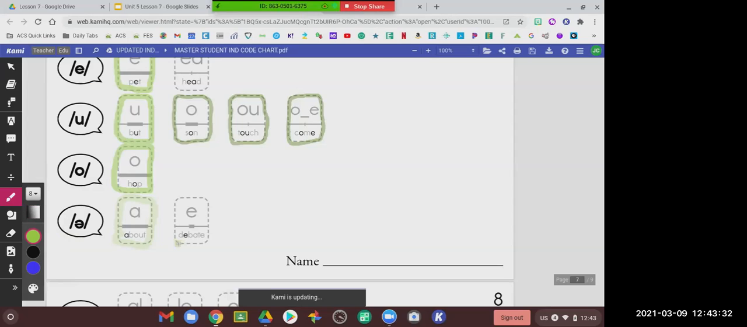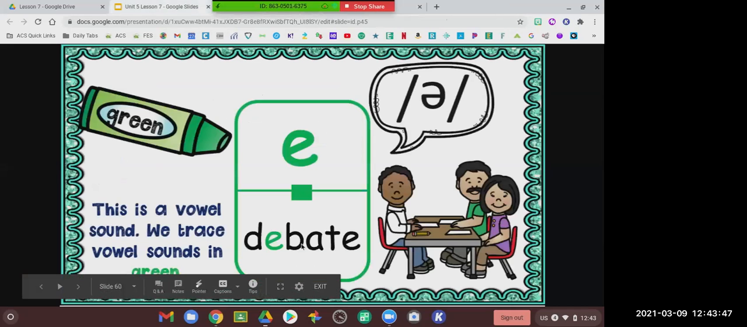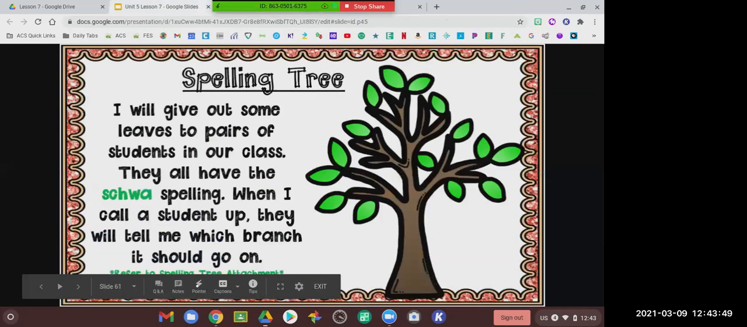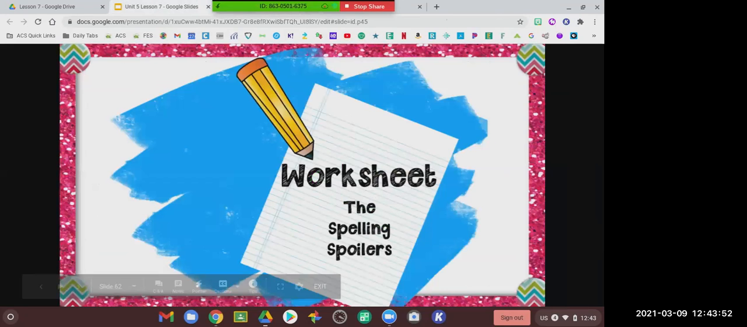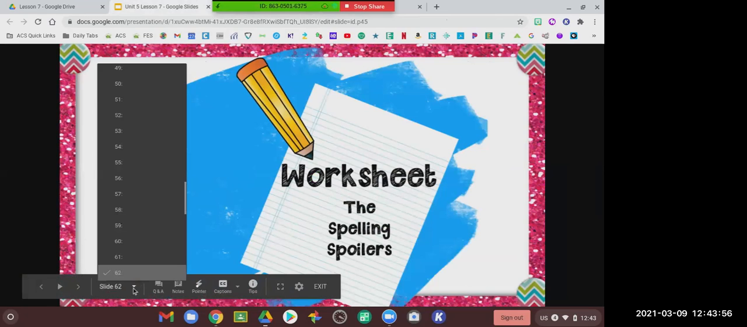Okay, so here is the letter E for the schwa sound, like in the word debate. I'm going to make this one a little bit darker. There we go. Okay, all right, and we're actually going to skip this part because there's really no way for us to do that together.